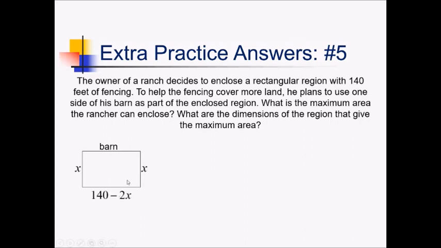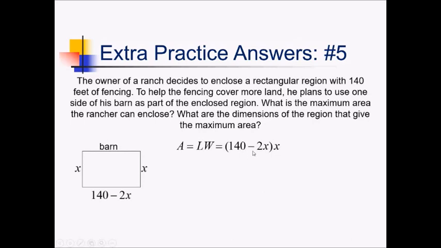And now that I've got all these expressed with one variable, I can start to make a function for the area. I need to make a function because that's what I'm trying to maximize, basically the area function. So for a rectangle, area is length times width. Length in this case is going to be 140 minus 2x. Width is going to be x. And to maximize a quadratic like the one I see here, I need to find the vertex.